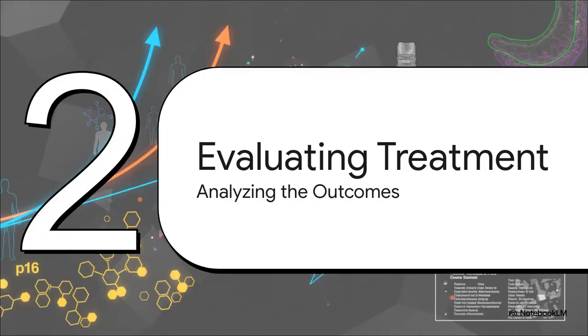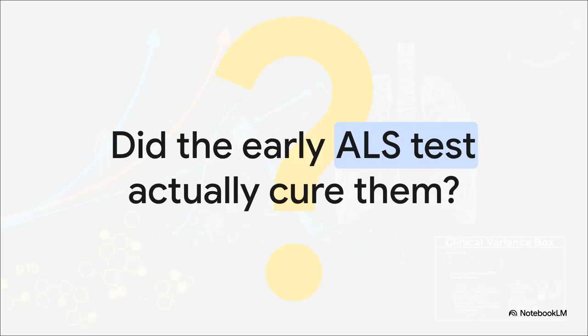Section 4. Evaluating treatment efficacy and analyzing the outcomes. Finally, our pathway reaches the treatment phase, where we must rigorously evaluate if our interventions actually work or if the data is deceiving us. Consider this classic board exam trap. A new screening biomarker is offered to the public, and soon after, survival time for amyotrophic lateral sclerosis appears to increase by 2 months. Did we actually improve their outcome?